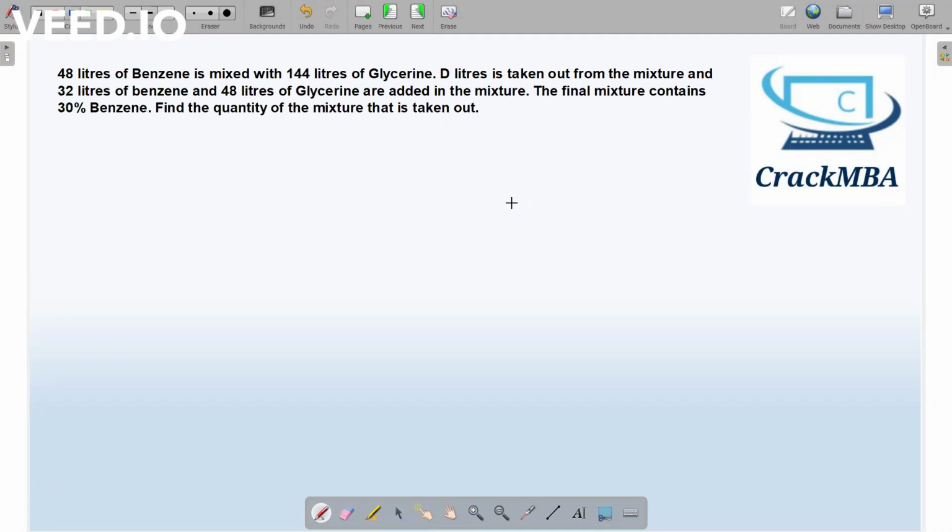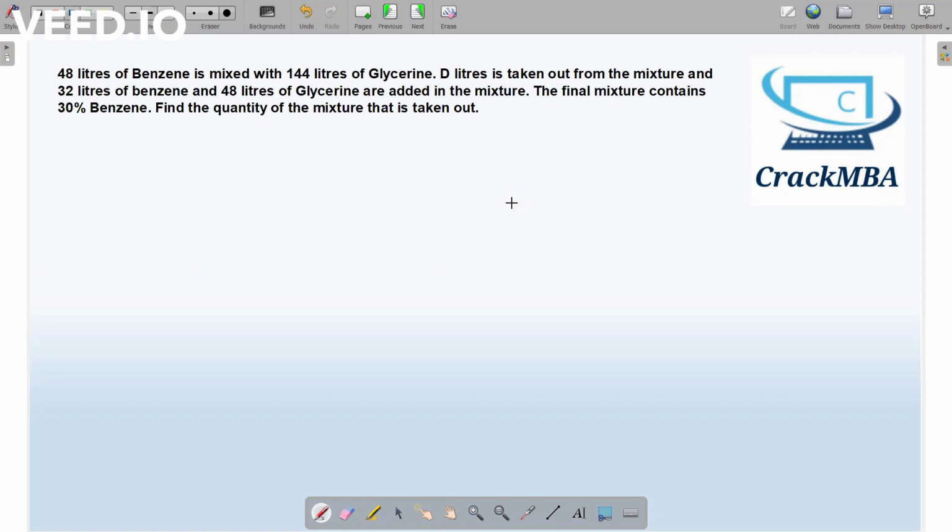The question is: 48 liters of benzene is mixed with 144 liters of glycerin. D liters is taken out from the mixture and 32 liters of benzene and 48 liters of glycerin are added in the mixture. The final mixture contains 30% benzene. Find the quantity of mixture that is taken out.